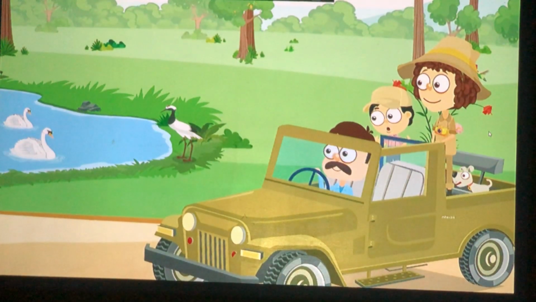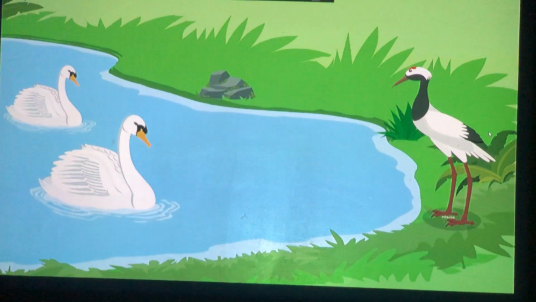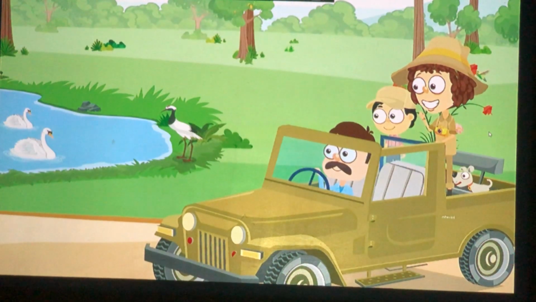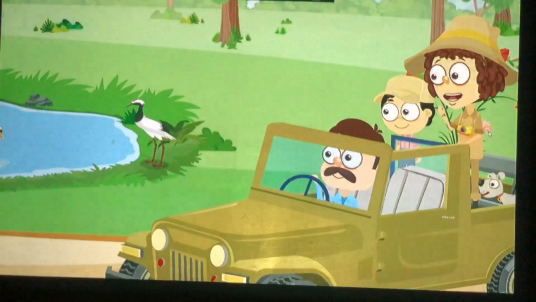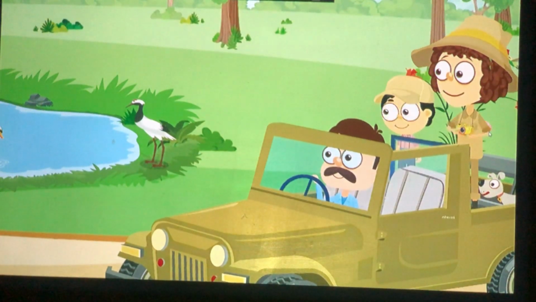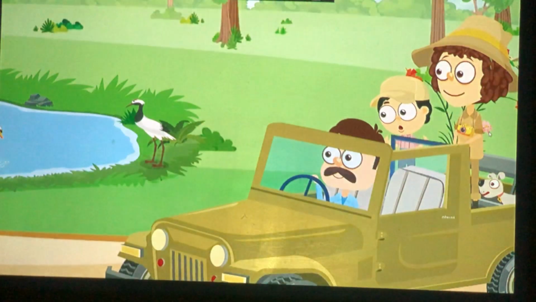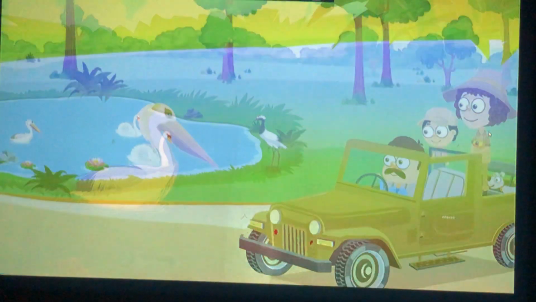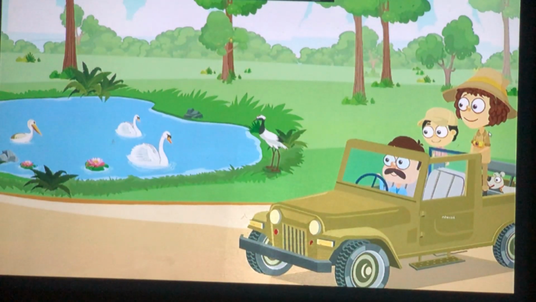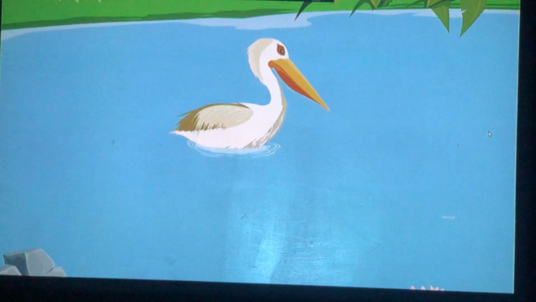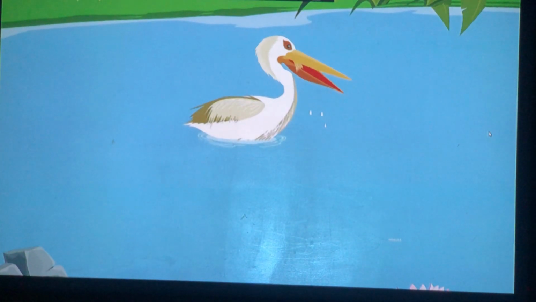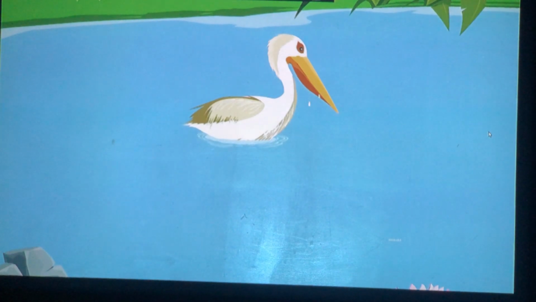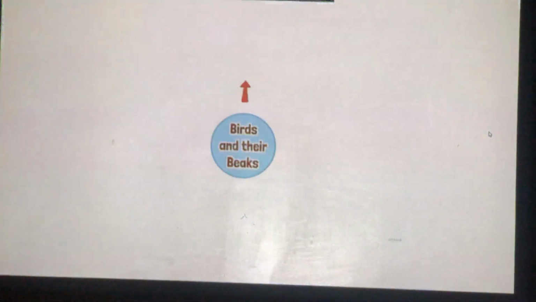Wow! A swan with a flat beak. Swans swoop up fish and insects along with muddy water. Their beaks filter out the water, leaving behind the food. Great! What bird is that with the long beak? That's a white pelican. It dives into water and catches fish with its long beak.